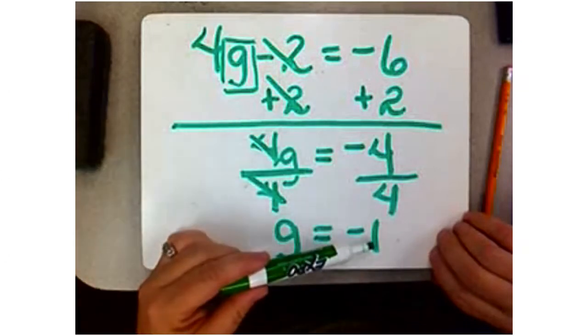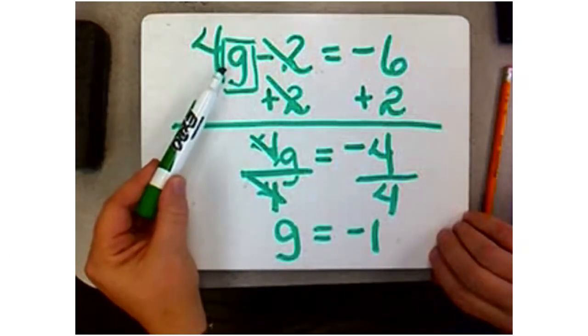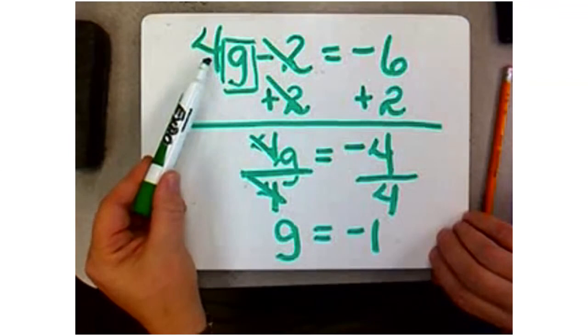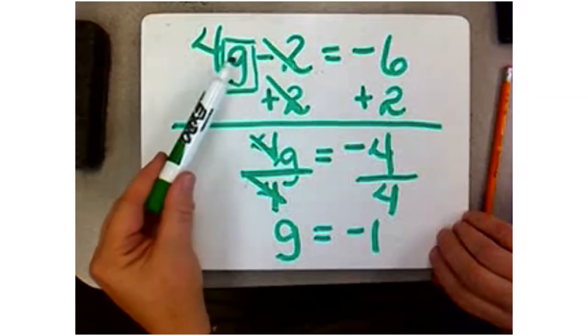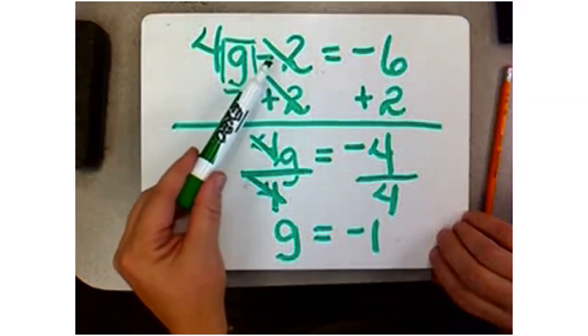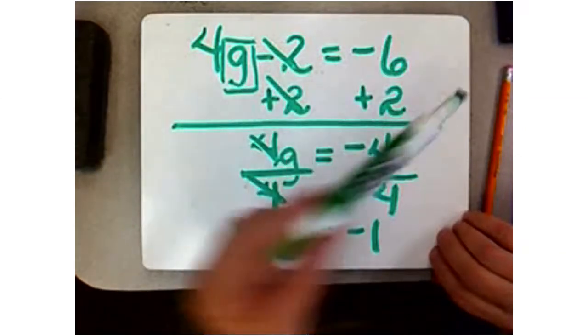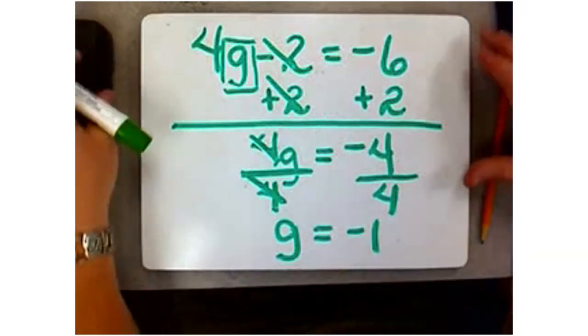If we checked it and we put negative 1 back into our original equation, we would have 4 times negative 1. That's negative 4, right? And negative 4 minus 2, or negative 4 and a negative 2, is negative 6. And sure enough, negative 6 equals negative 6, so it checks.